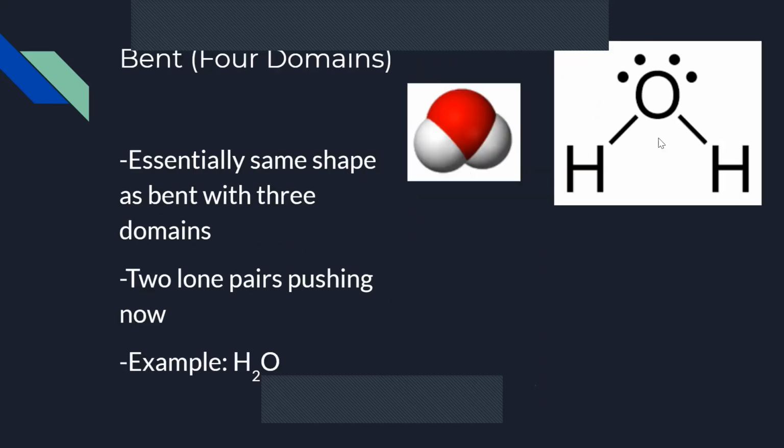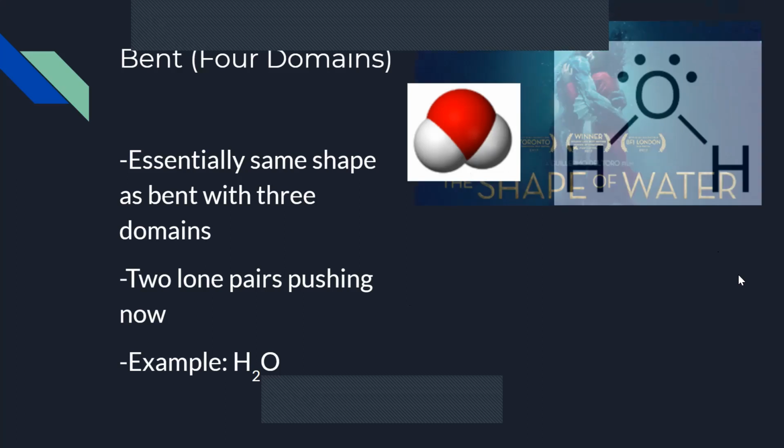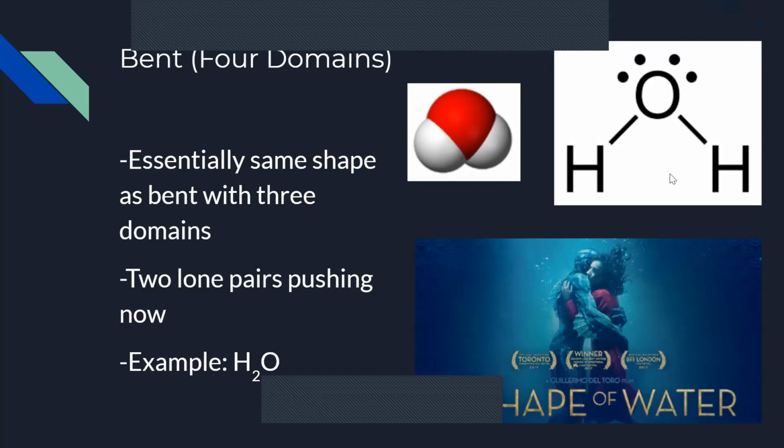Then we get into bent, where there are 2 lone pairs pushing even further. So we're likely even less than 107. So the lone pairs have a bigger push than our single bonds. So it's essentially the same shape as the other bent, but with that angle decreasing a little bit more. So I guess you could say this is the shape of water.